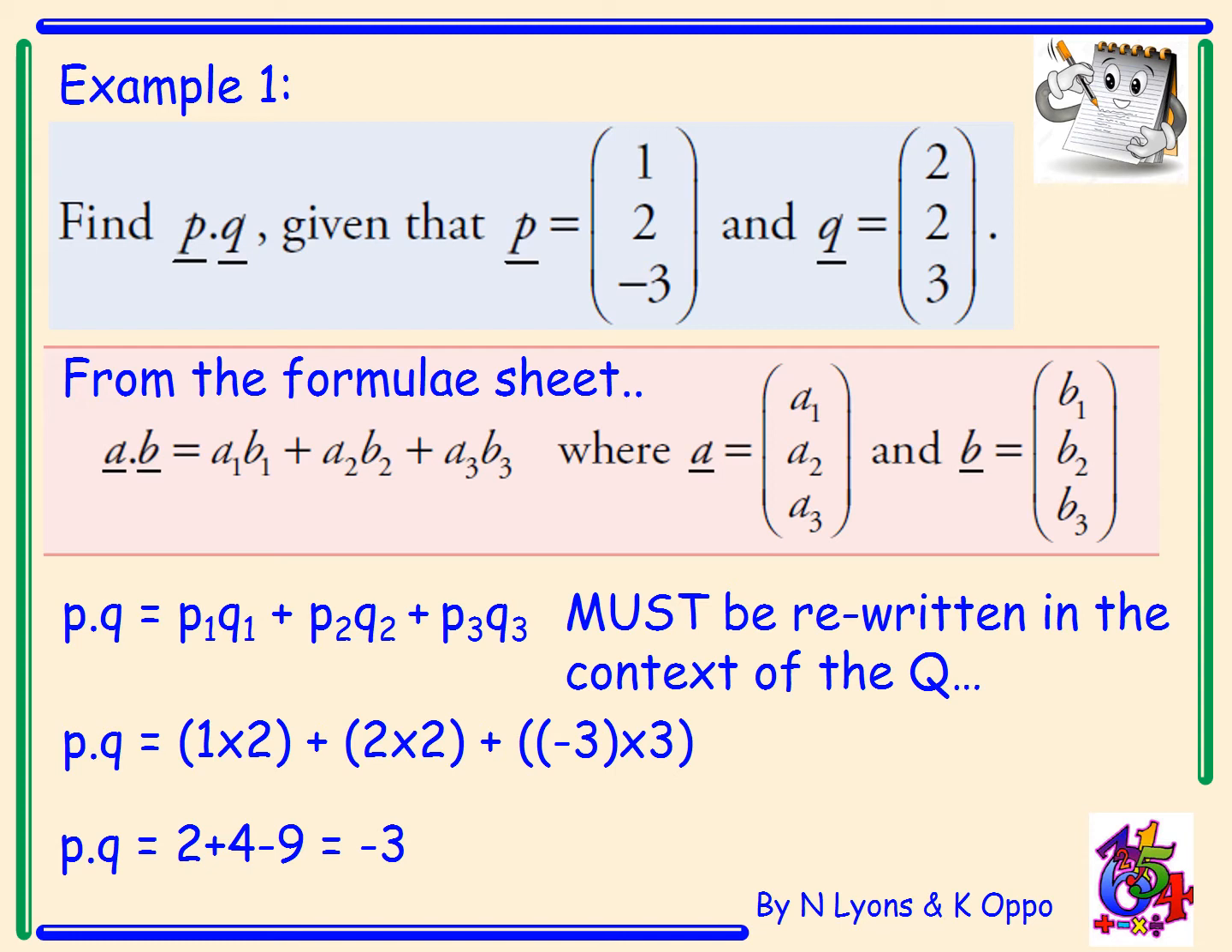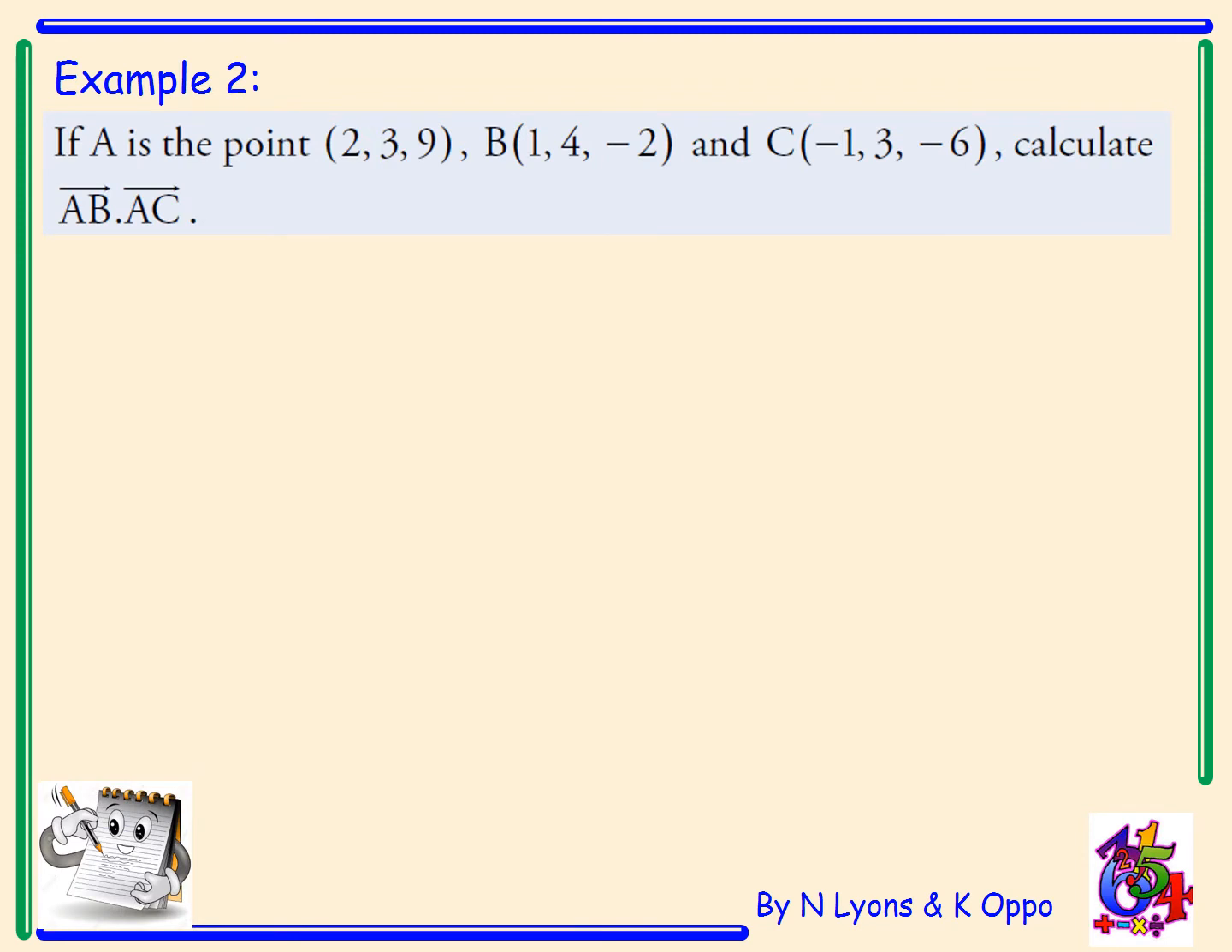Let's try another example now. Example 2. If A is the point 2, 3, 9, B is the point 1, 4, negative 2, and C is the point minus 1, 3, negative 6, calculate the scalar product of the vectors AB and AC. This is a bit more tricky. We've got individual coordinates and we're going to have to find the vectors.